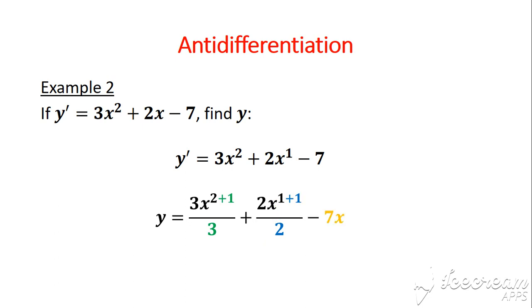And that minus 7 is going to anti-differentiate to minus 7x. The x comes back, and we need our plus c. And in this example, the 3's will cancel and the 2's will cancel to simplify it down to x cubed plus x squared minus 7x plus c.